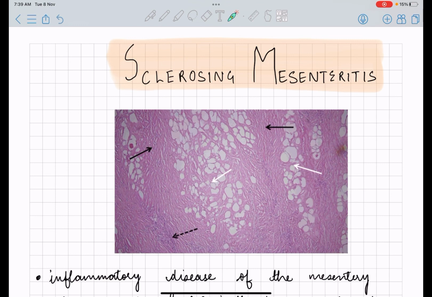If we take a look at these arrows, they point towards areas of inflammatory cells which have infiltrated into the collagenous area. These white areas are fat necrosis. So this is the histological picture of sclerosing mesenteritis.